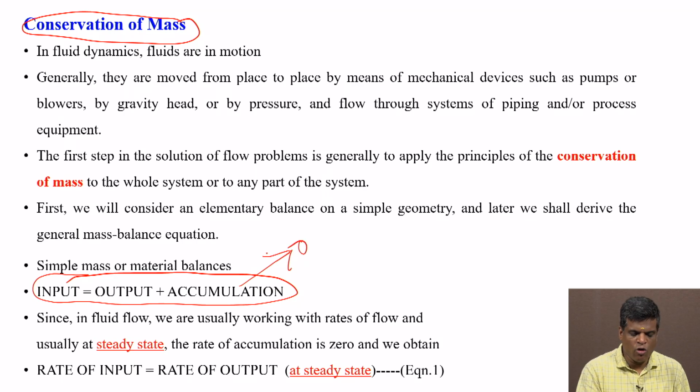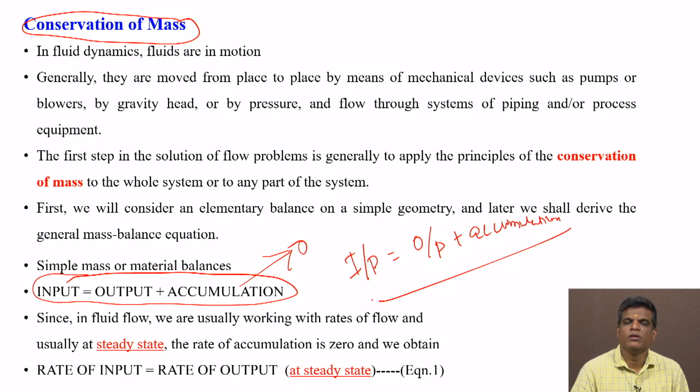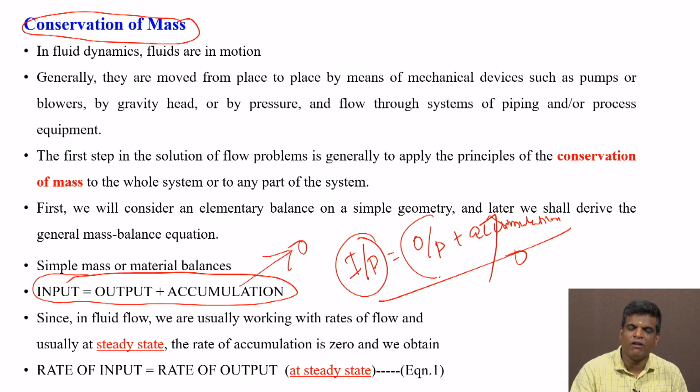So what is input and output here? We always write input equal to output plus accumulation. This is normally the mass balance. Whenever you talk about steady state, the accumulation gets 0, so we can write rate of input equal to rate of output. This is the very basic consideration of the mass equation.